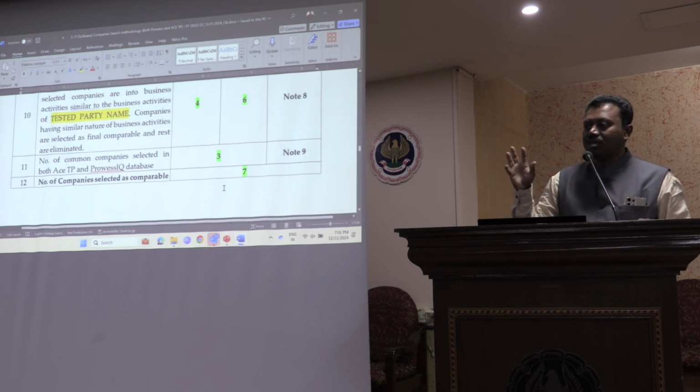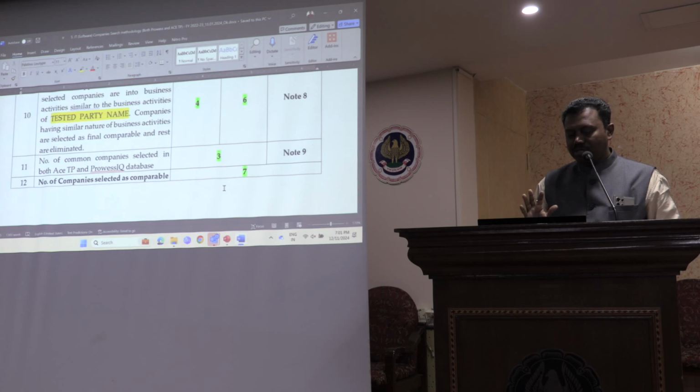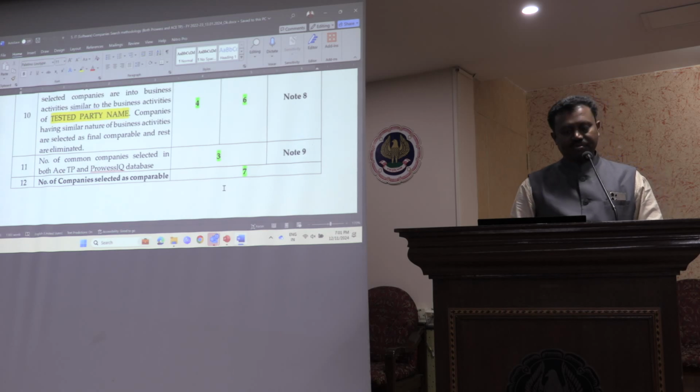Here is the interesting thing. We took 2 databases. Out of that, we are trying to see which are the common companies. Number of common companies selected in both STP and progress, we have 3 companies. That is 6 plus 4, 10. So 10 minus 3 is 7. So number of companies selected as comparable is 7.